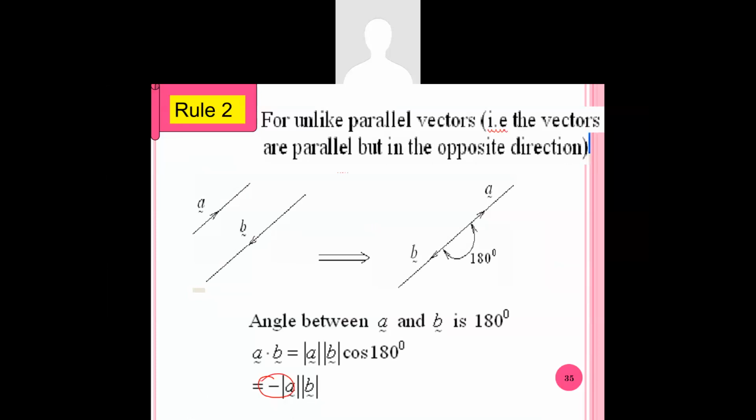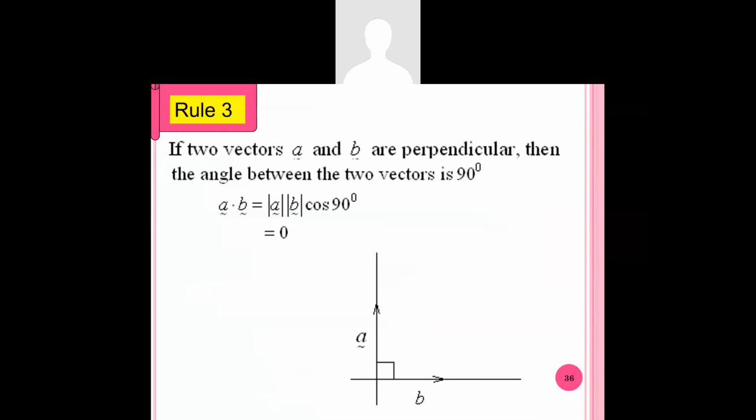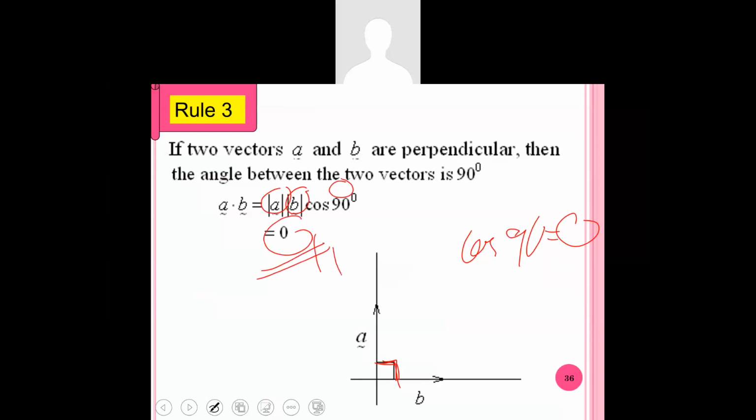Right, if two vectors A and B are perpendicular, that means there is an angle in between them, and it is 90 degrees. So cos 90 is equal to 0. The magnitude of A multiplied by the magnitude of B multiplied by 0 just leaves you with 0. So there is no dot product there.